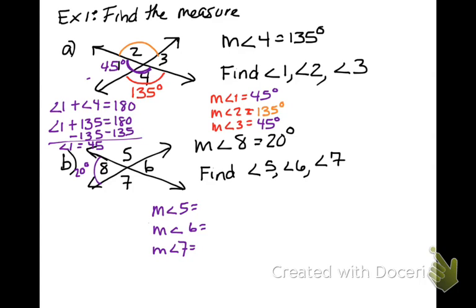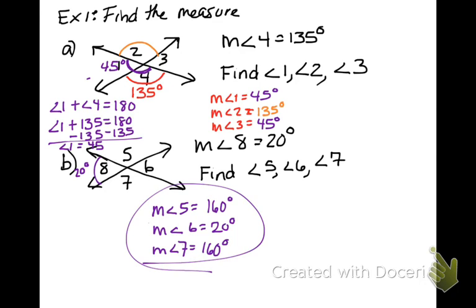Angle 5. What do you have? I have 160 degrees. 160 degrees. Do we all agree? Yeah. 20 plus 160 equals 180. Very good. Measure angle 6. 20 degrees. And what do we have for measure angle 7? 160 degrees. Very good. This is pretty easy.